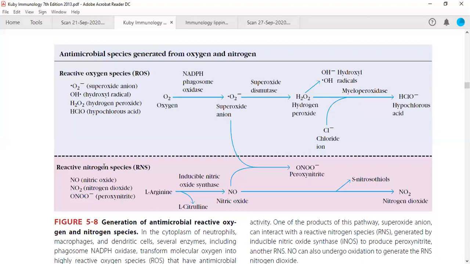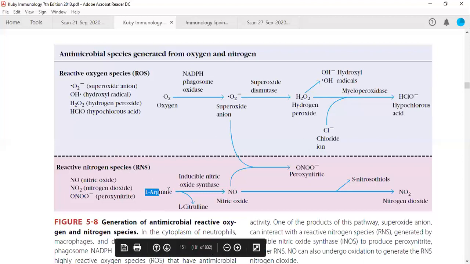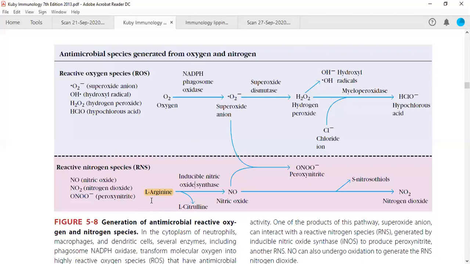Similarly, reactive nitrogen species, which are also very harmful in the cell, are produced. This has been asked several times in many competitive examinations. You will find that this arginine amino acid is denoted by a letter, R. Arginine is R because we cannot represent this amino acid with A, as A is for alanine, so we have given the second letter R.